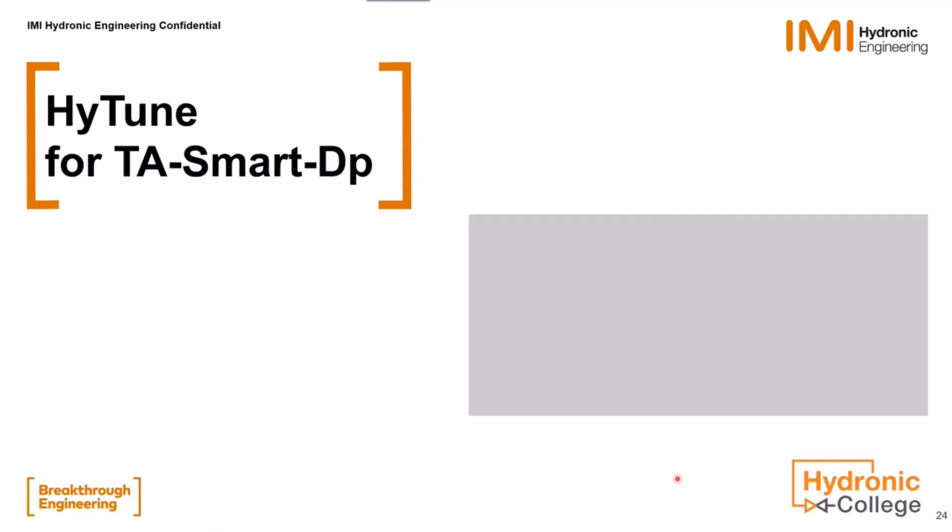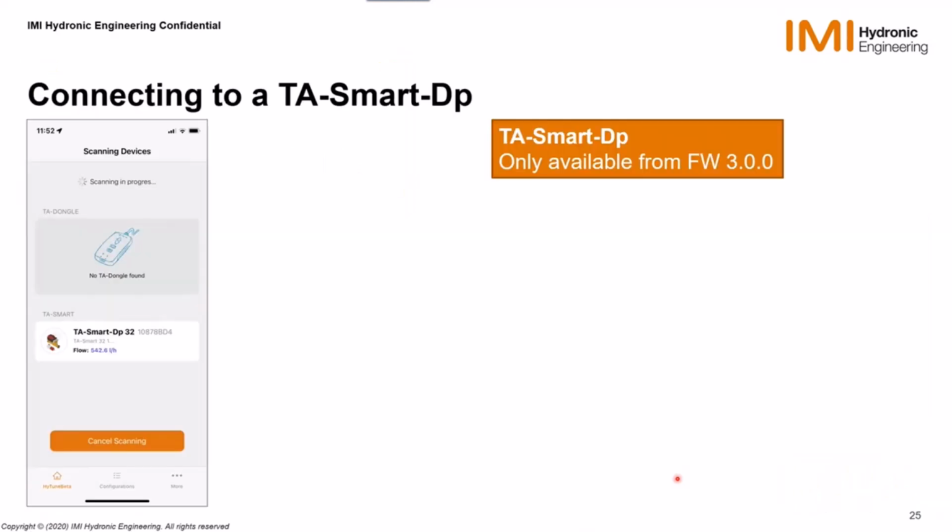Good. So as a final part here, let's now look at the configuration of TSMart DP with iTune. First, TSMart DP will only be available from firmware 3.0.0. Well, it will be available by being ordered as an article number, and all TSMart DP will come with a firmware which will get an increment. Currently, we are in firmware 2.something, and we are going to 3.something with the TSMart DP.